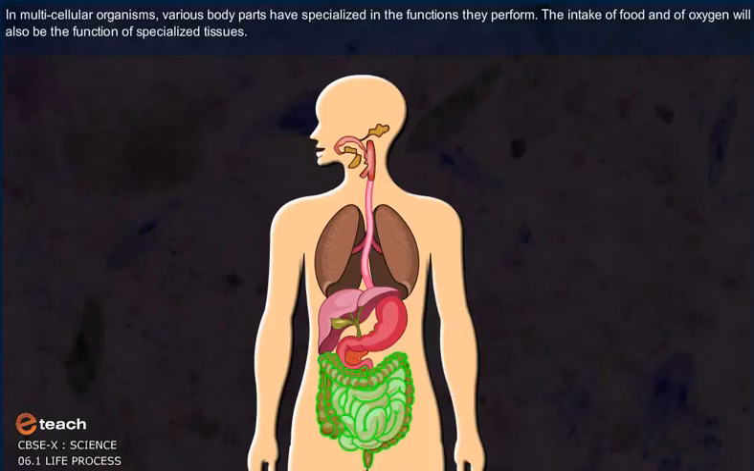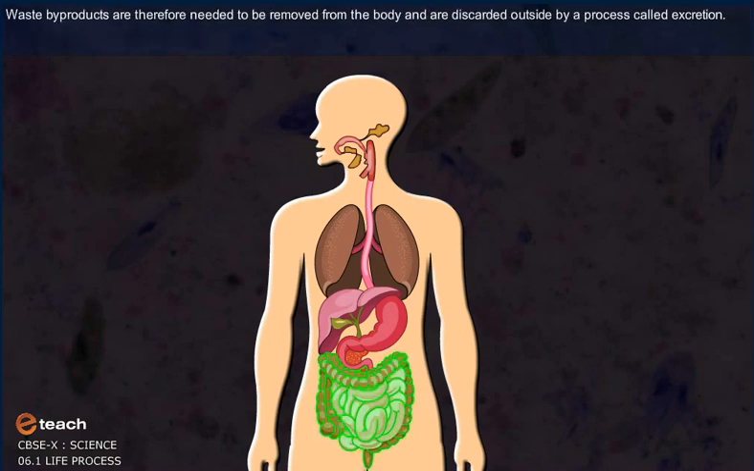In the multicellular organisms, various body parts have specialized in the functions they perform. The intake of food and of oxygen will also be the function of specialized tissues. Waste byproducts are therefore needed to be removed from the body and discarded outside by a process called excretion.